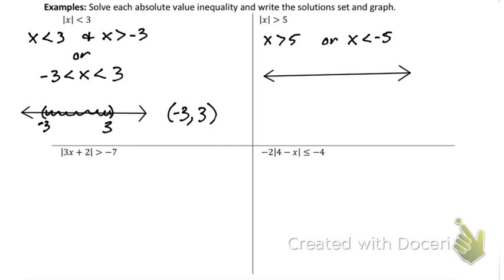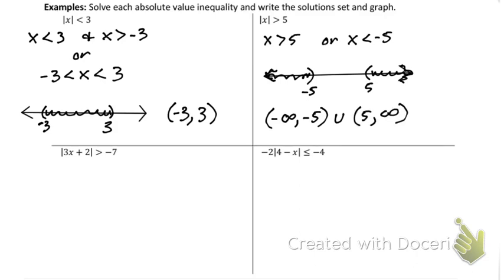So we're going to have x is greater than 5, so we have 5. We'll draw some lines over there. X is less than negative 5, so we'll do a parenthesis at negative 5. And we'll shade in the line right there. In interval notation, that would be negative infinity to negative 5 parenthesis, union with 5 to infinity. These are going to be your greater than graphs. They'll be either side of the points that you're coming up with.